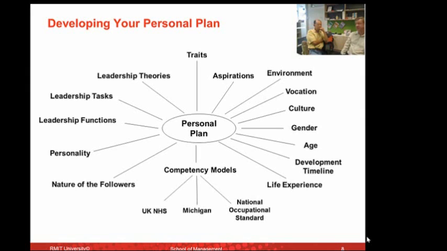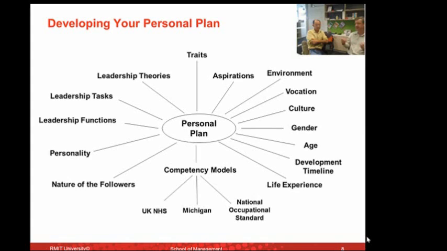Yes, in a sense. So we've got three that were provided in my RMIT. We've got the UK National Health Service model, the Michigan University model, and the UK National Occupational Standards. Now, I've called them all models, but in fact, the authors of those things call them something different. So models is a bit confusing already.